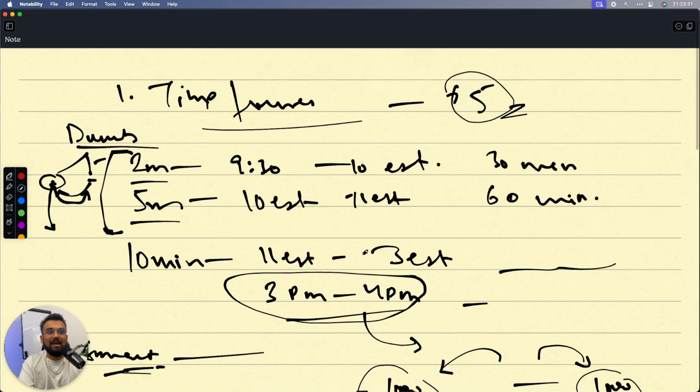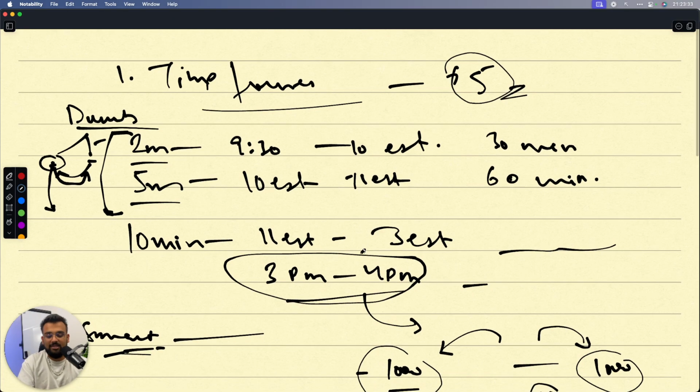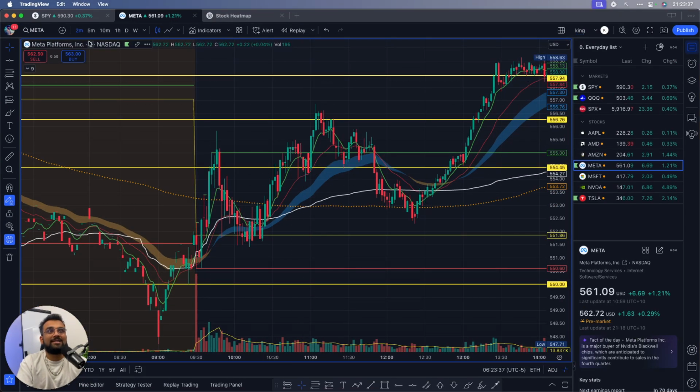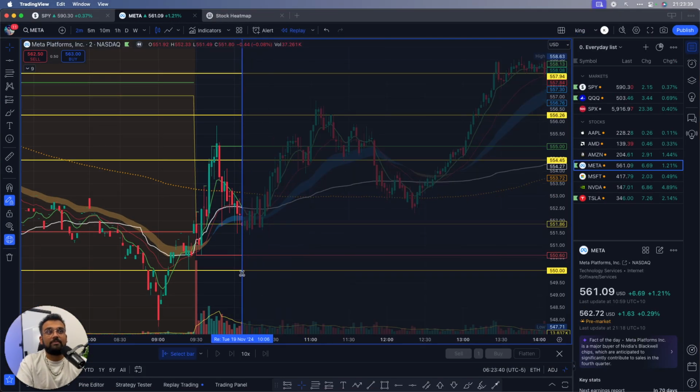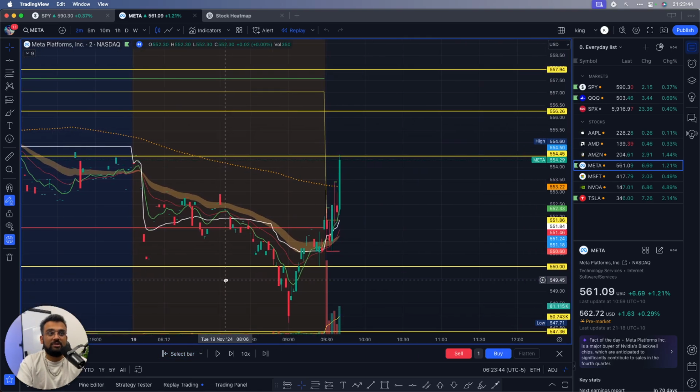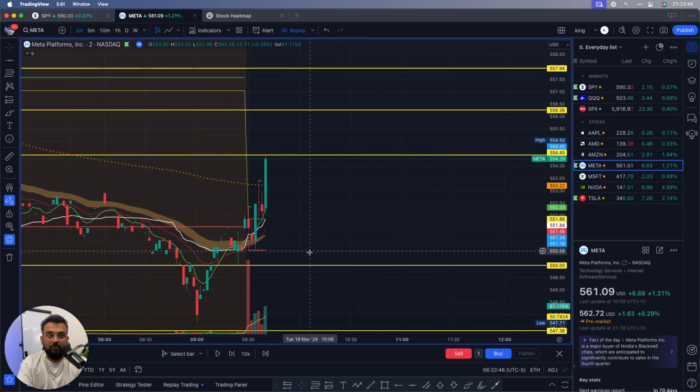All right, so these are the time frames. Sweet. Now next, let's break down my first trade of the day that I took on Meta. As I said, I use different time frames for different times of the day, and let me break down the Meta trade, which is the 2-minute chart, because it was before 10 o'clock.